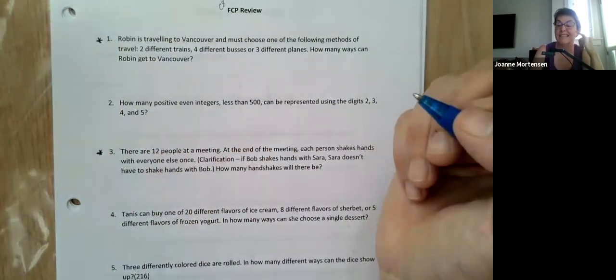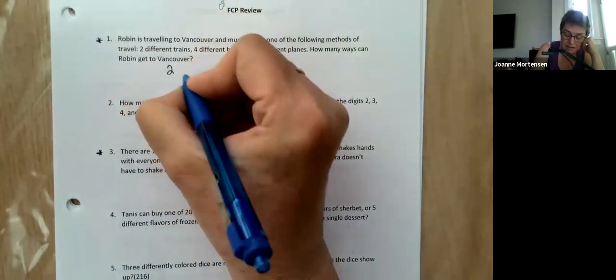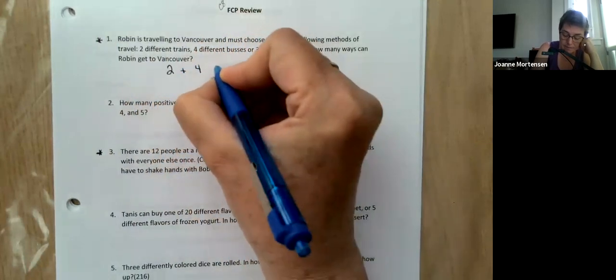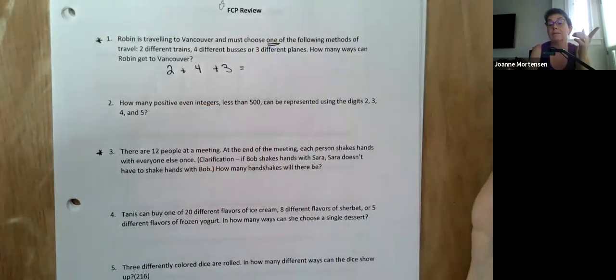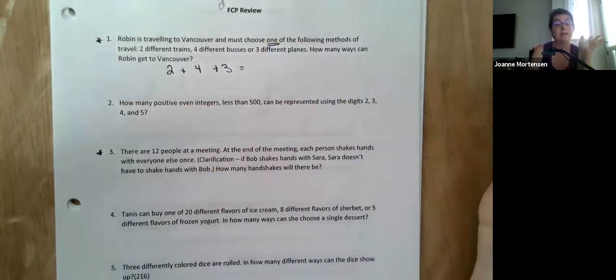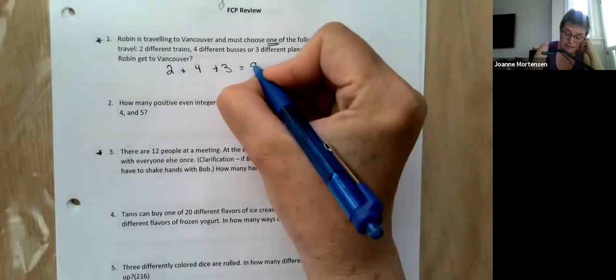So I guess this isn't a fundamental accounting principle either, but it's a good question. The key here is that you're only doing one of them. You're not doing, like I said, a train and then a bus and then a plane. If you were doing that, then fundamental accounting principle, straightforward. You would just multiply through. So this is the addition version of the fundamental. Basically, we're talking about mutually exclusive cases. It's this one or this one or this one. So in that case, you add them up. And that's going to give you 9 ways.